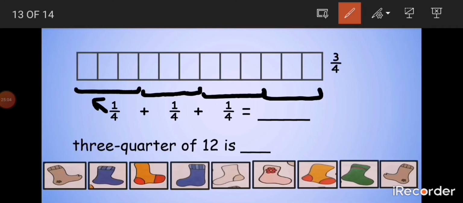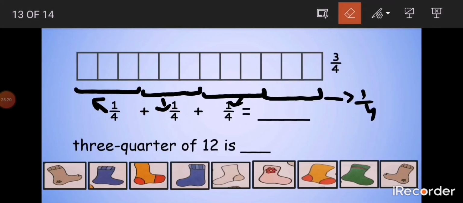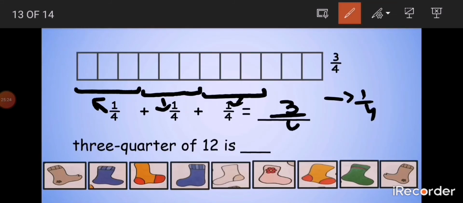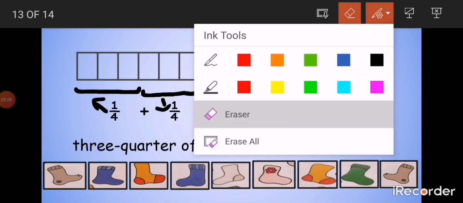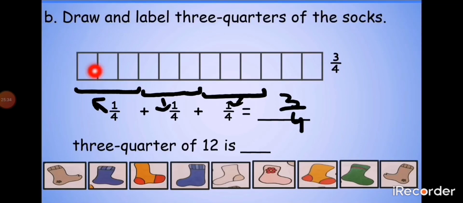This is 1 by 4. This is 1 by 4. This is 1 by 4. And this is 1 by 4. So I have divided into 4 equal quarters. 1, 2, 3, 4. And we have to find out the 3 by 4. 1 plus 1 plus 1. Answer is 3 by 4. Now I am erasing this because I have to write 3 by 4 here. So I have pointed out the 3 quarters.